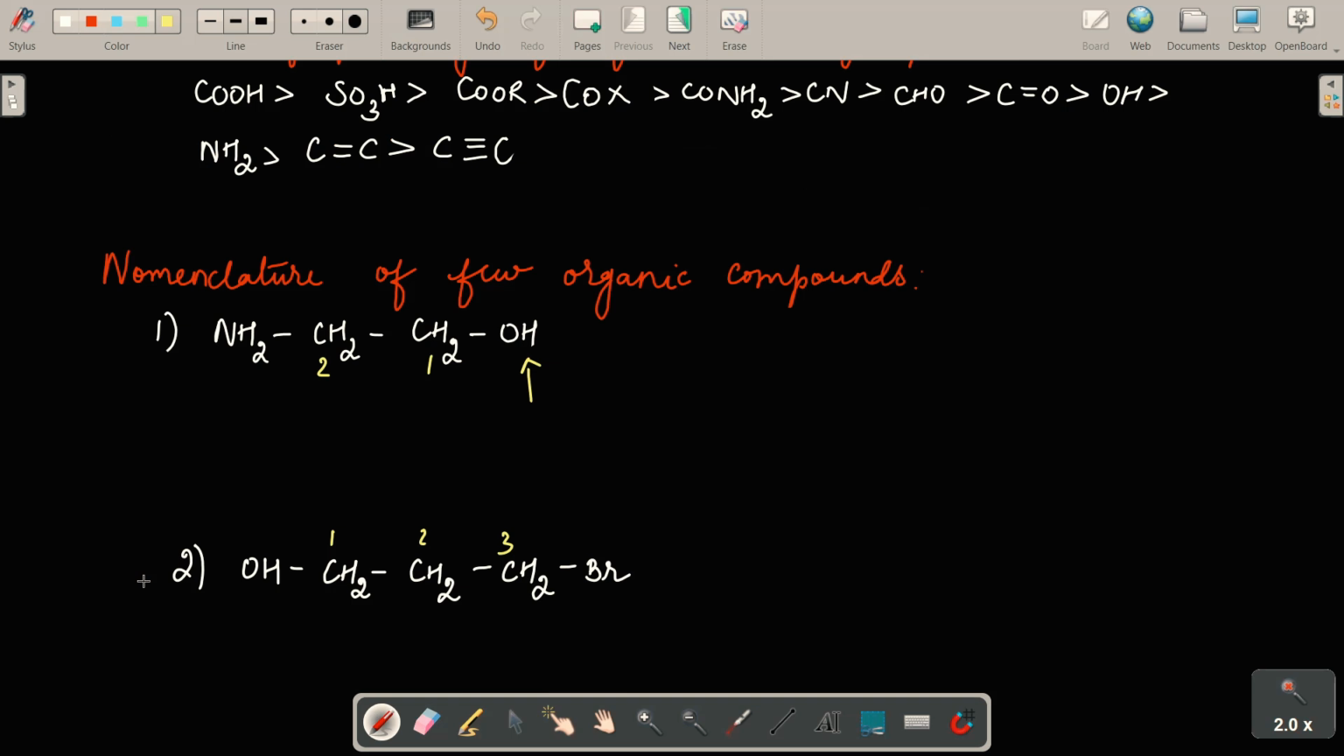When you see the first compound, you have two functional groups here, OH and NH2. According to the order of priority list, OH comes first. So you have to take OH as the primary functional group, and you have to include the name OL in the name of the compound, and this amine group will come as a prefix. So when OH is the functional group, you have to start giving the numbering from this carbon. So 1 and 2. So it is 2-amino ethanol.